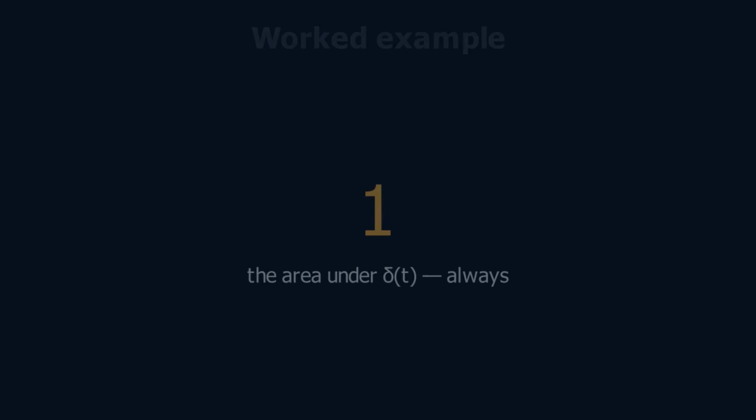The number to remember, 1. The area under the impulse. Every sample, every convolution, every transform in this series ultimately rests on that unit of area at a single instant. Next episode, what makes a system LTI and why those 2 letters change everything.